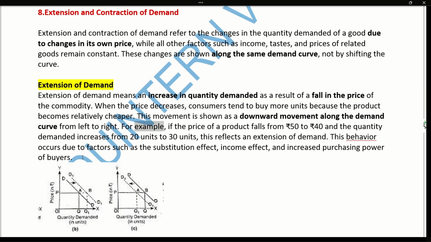For example, if the price of a product falls from 50 rupees to 40 rupees and the quantity demanded increases from 20 units to 30 units, this reflects an extension of demand. This behavior occurs due to factors such as the substitution effect, income effect, and increased purchasing power of buyers.